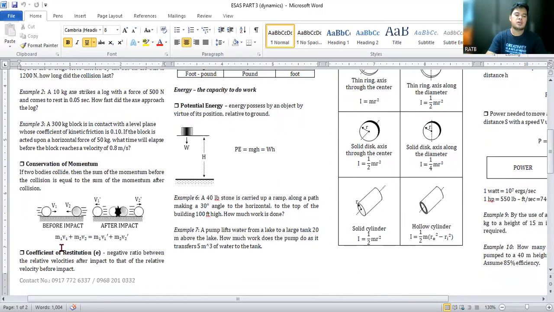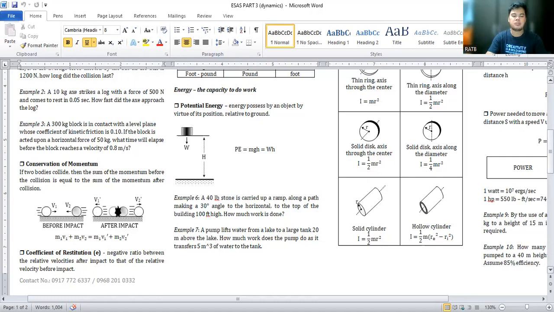So you have there the momentum. Take note, momentum is the product of mass and velocity. V1 and V2 denote the velocity before the impact, and of course V1 prime and V2 prime denote the velocity after the impact. Okay, and then we have the term coefficient of restitution.